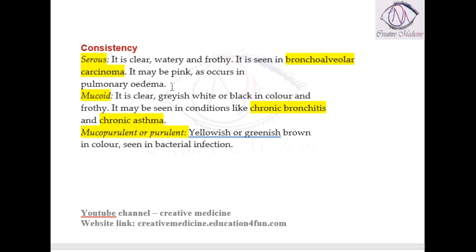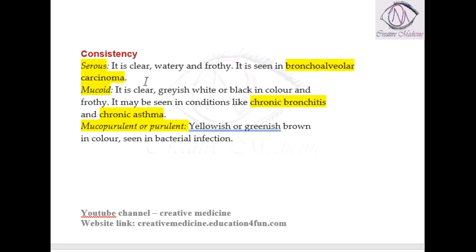Then mucoid consistency. Mucoid consistency states that the mucus is clear, grayish white or blackish in color, and it is also frothy and sticky to touch. The main important thing is that mucoid sputum is always sticky to touch. This mucoid sputum consistency is seen in conditions like chronic bronchitis and chronic asthma.